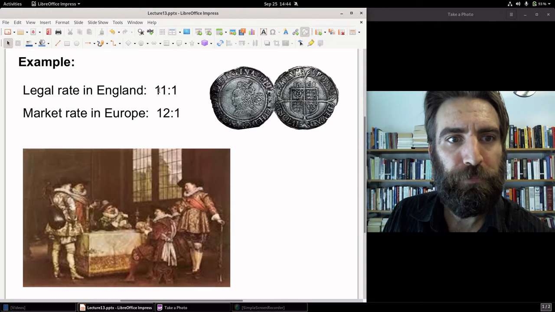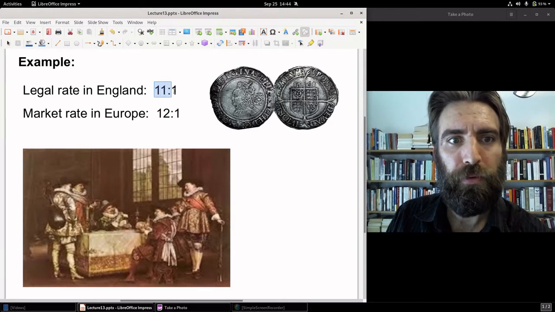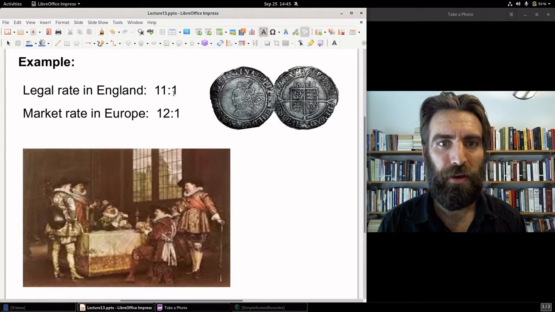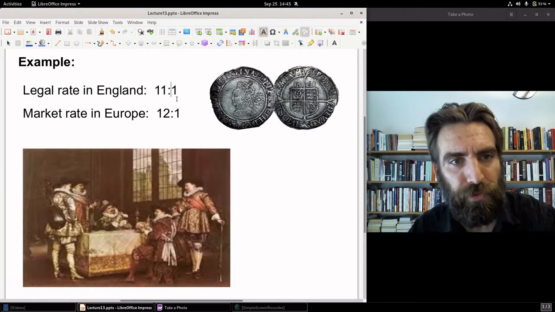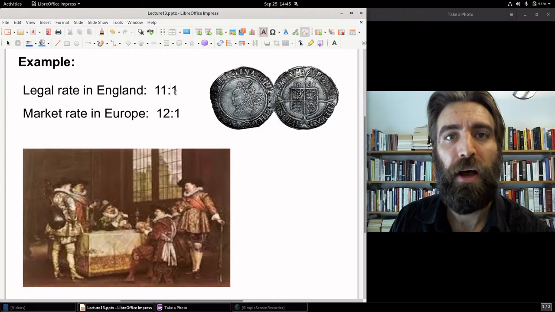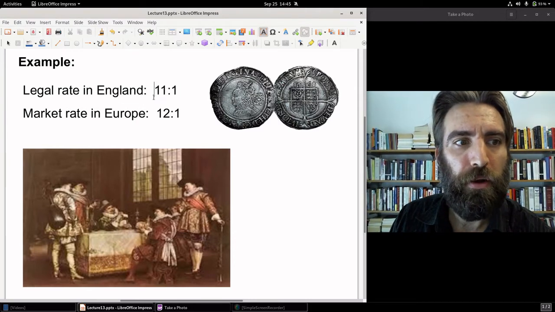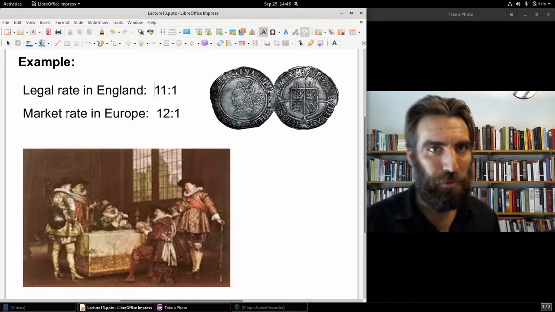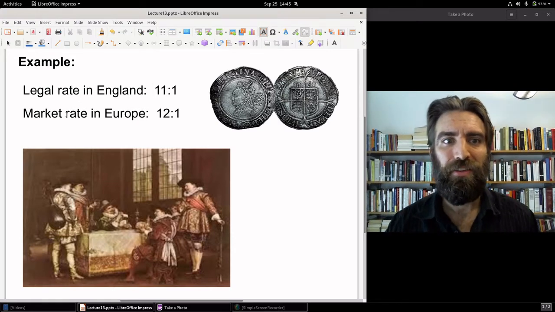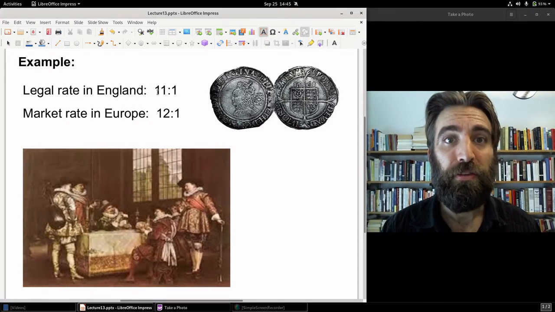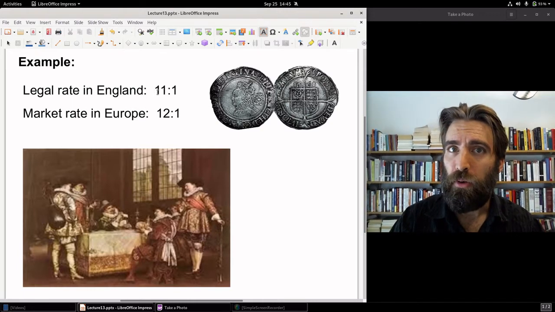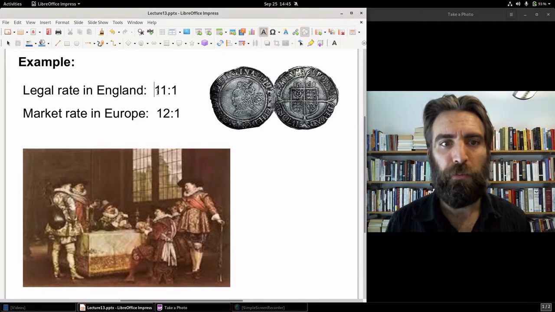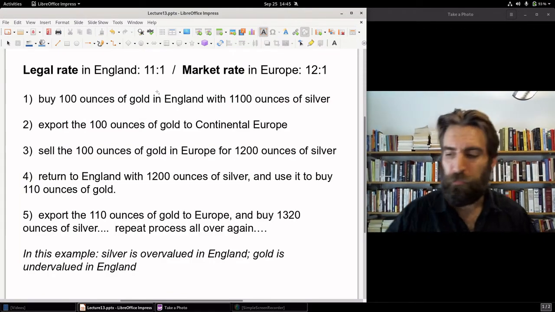In our example, the legal ratio, we'll say in England. Again, that's my area of special expertise. The legal ratio in England, let's say it's 11-1. The market rate in Europe, so regionally, it's 12-1. What does this mean? This means that in England, silver is overvalued and gold is undervalued. All right, well, what happens next? Let's take a look at this example.